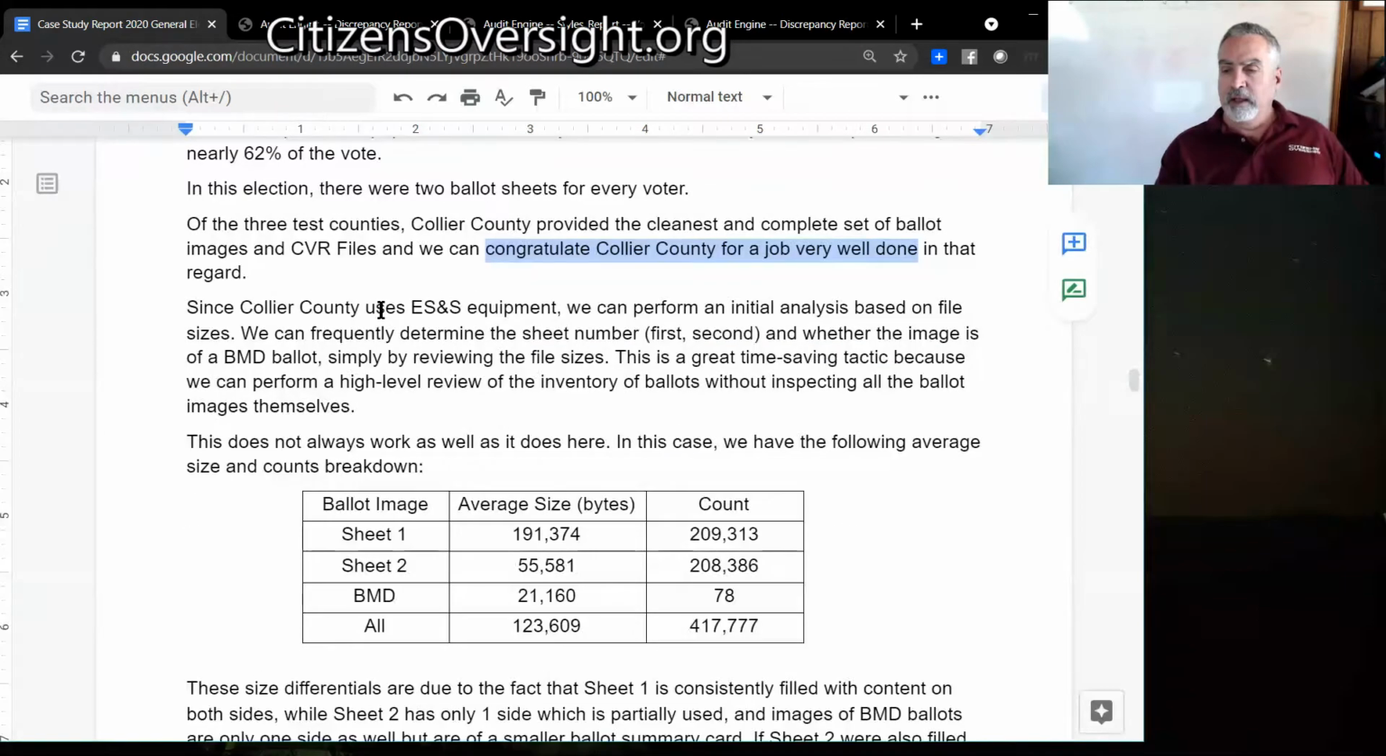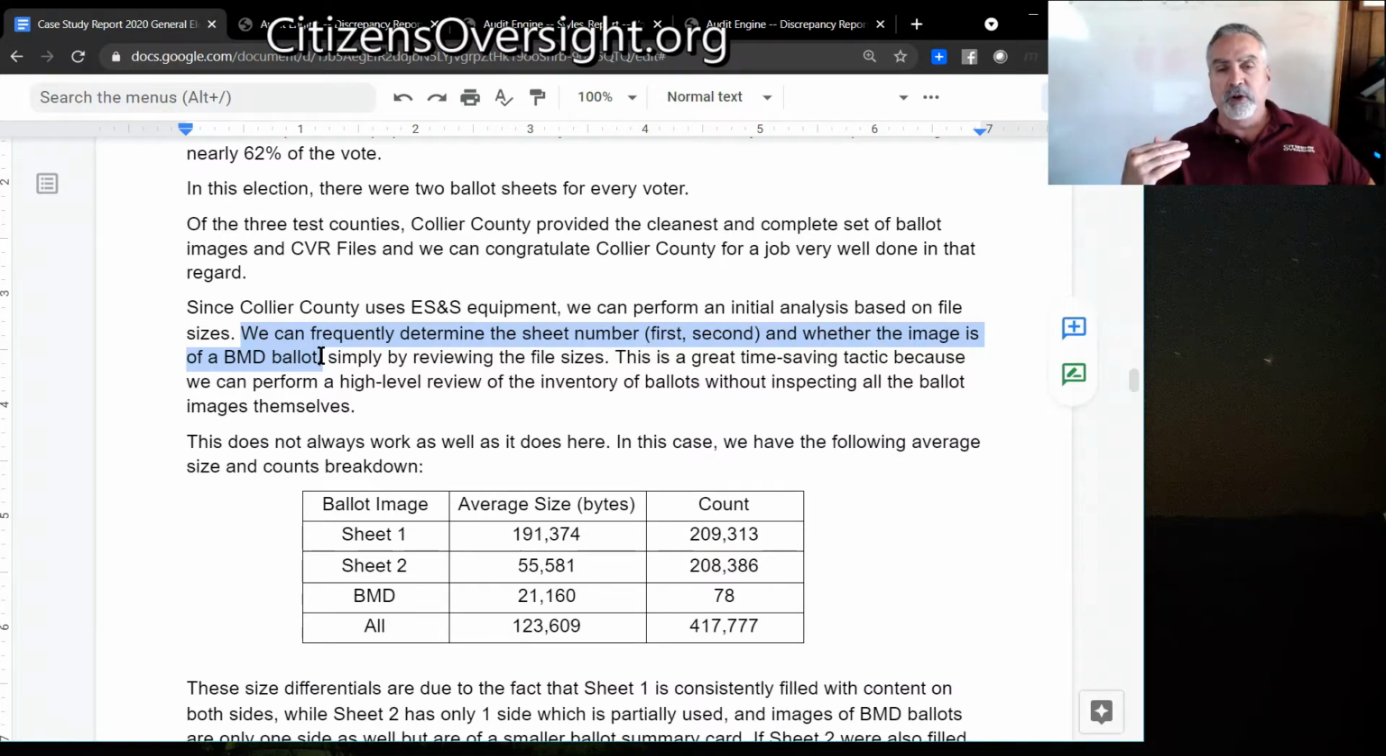Thank you. Now they use ES&S equipment, and because of that, and actually it's true of Dominion as well, I should not say that so hardcore here, we can frequently determine the sheet number, first or second sheet, and whether the image is a BMD just by reviewing the file sizes. It isn't always true, but in this case it was very true and a very good tool, because we didn't have to actually look at the image file or refer to anything else to know whether it was sheet 1 or sheet 2, just by the size of it.